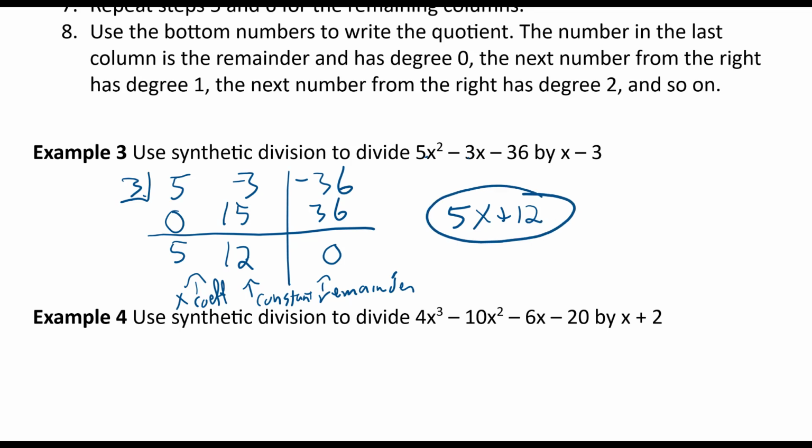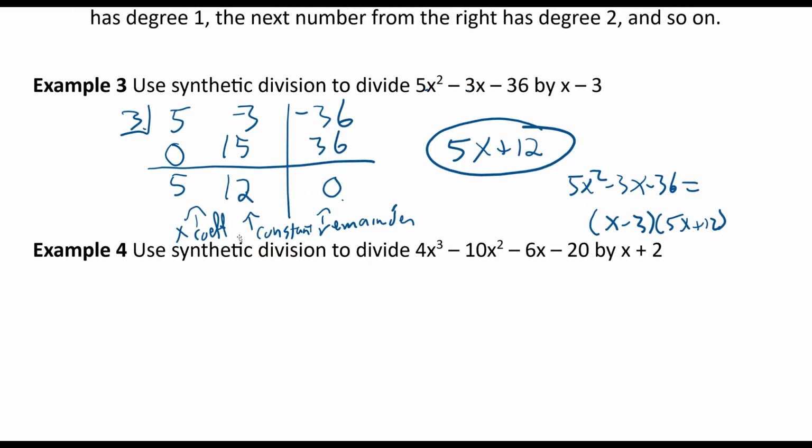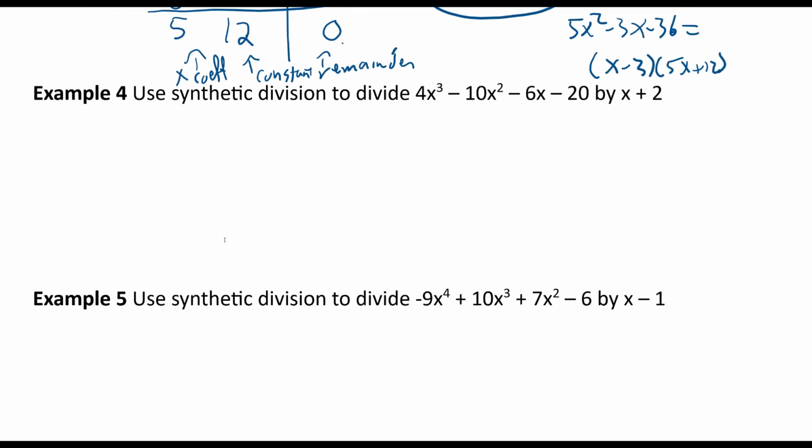And so the point to that, given that it's zero remainder, 5x squared minus 3x minus 36 could be written as x minus 3 times 5x plus 12. Kind of fun, right? Let's try the next one.